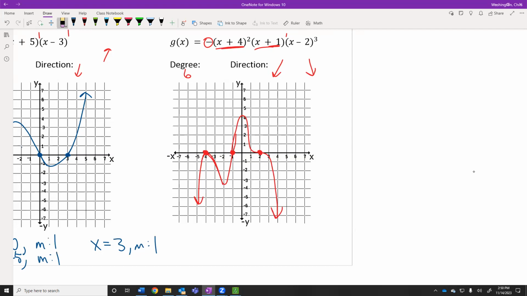Yes? So if that last exponent was a 5, you would do the exact same thing, yes.